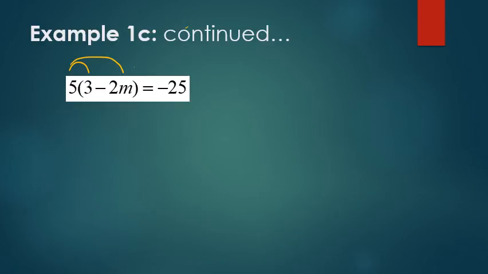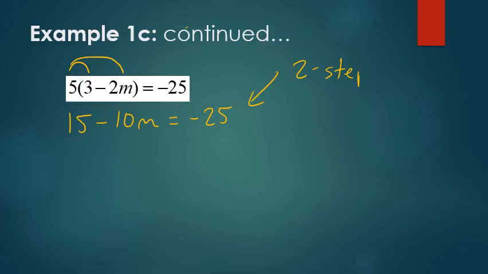So 5 times 3 in the front gives me 15. 5 times a negative 2m gives me a negative 10m. Bring down the equal sign and bring down the negative 25. Now this is a two-step equation.